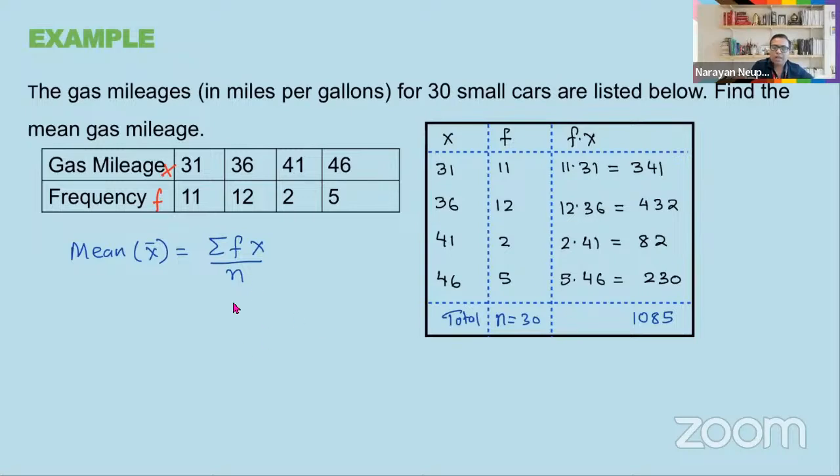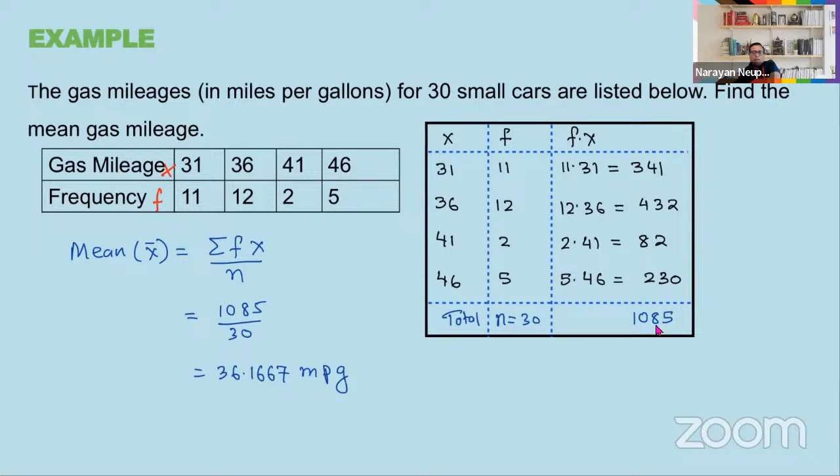Okay, now you plug in the values. So the mean is equal to the sum of f times x, and the sum of f times x is 1085, divided by n, which is 30. And when you divide this, you get 36.1667 miles per gallon. So on average, the mileage given by those 30 cars is 36.1667 miles per gallon.